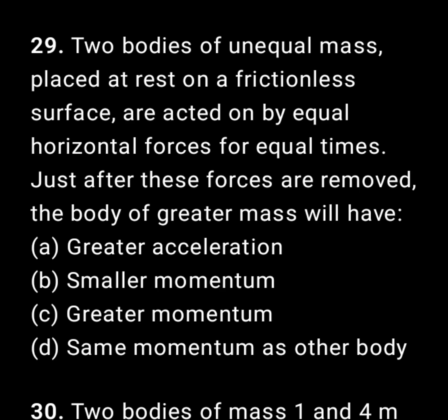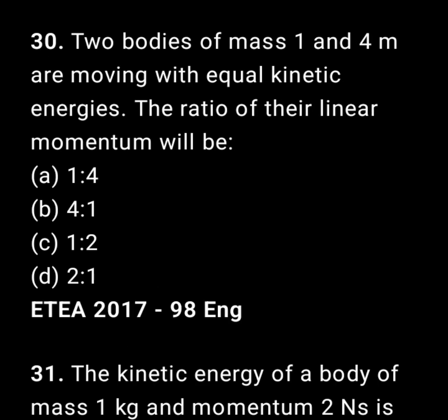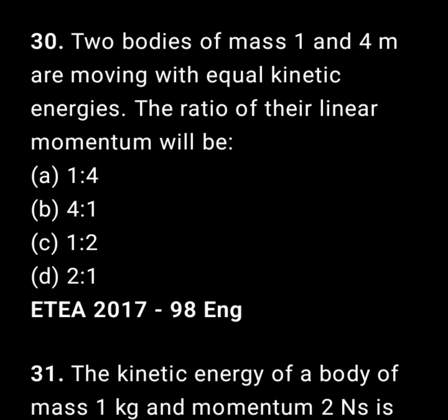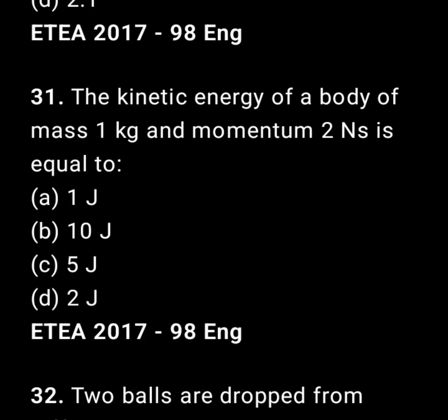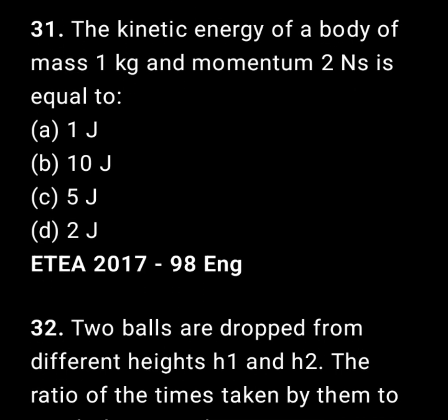30. Two bodies of mass m and 4m are moving with equal kinetic energies. The ratio of their linear momentum will be A. 1:4. B. 4:1. C. 1:2. D. 2:1. ETA 2017-98 Eng. 31. The kinetic energy of a body of mass 1 kg and momentum 2 Ns is equal to A. 1 J. B. 10 J. C. 5 J. D. 2 J.